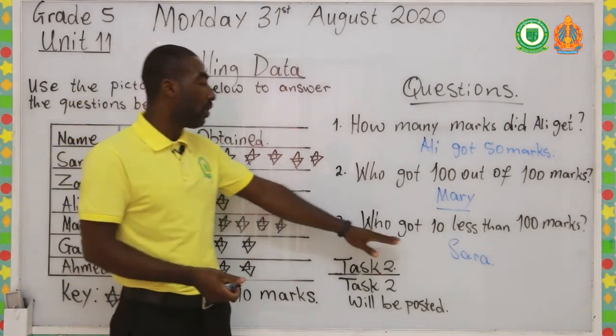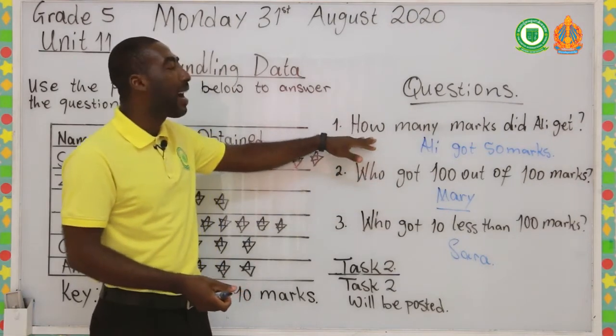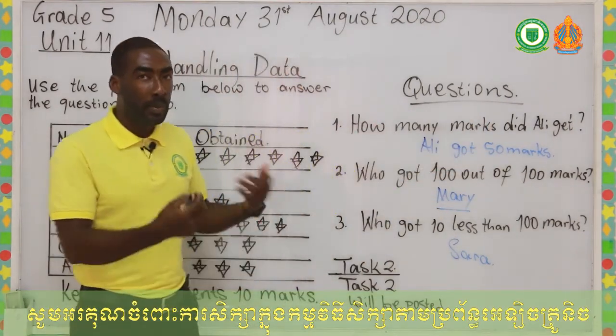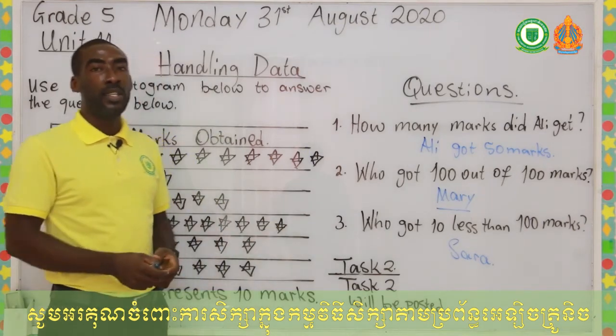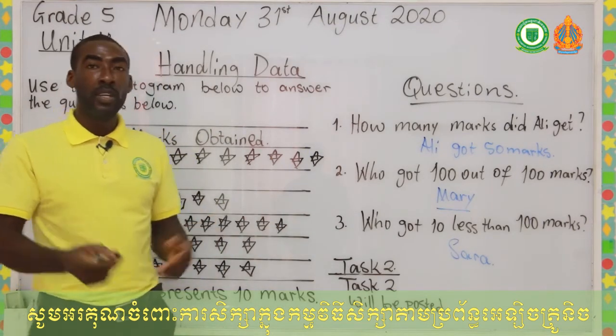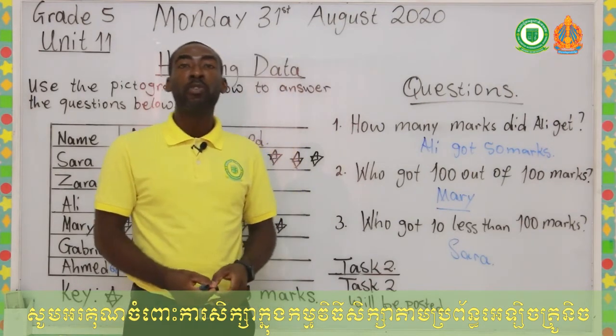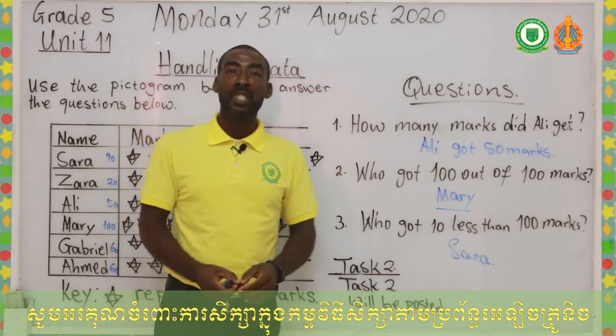If it's about who, you are mentioning a person. If it's about how many, it means you are dealing with the marks or the points. Okay, so thank you for joining this section. Your second task will be posted to you through the group for you to solve, and I'll see you in the third video.